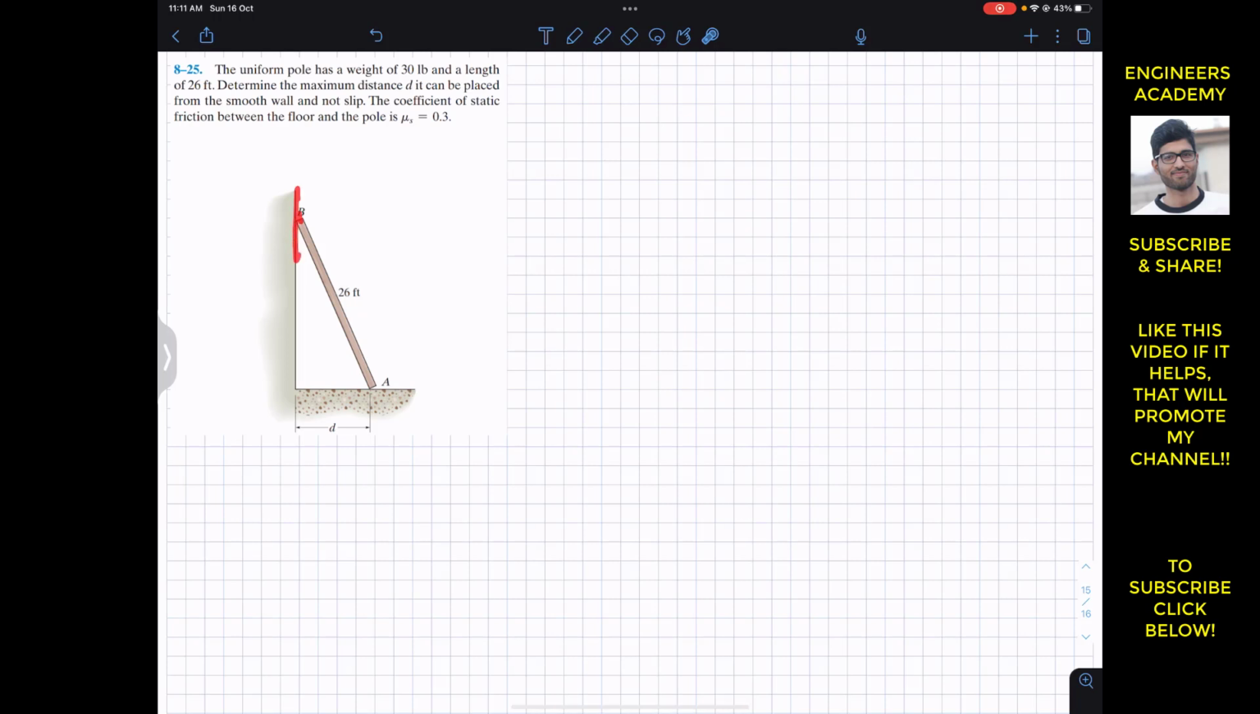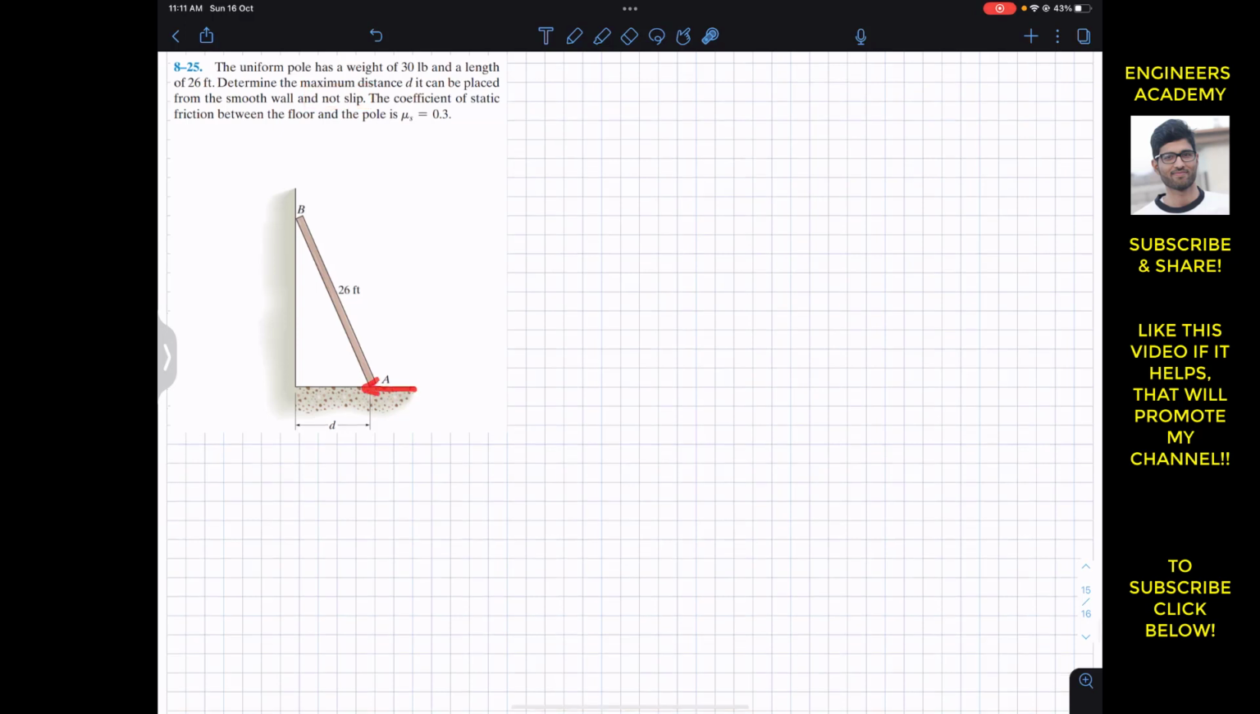Now the wall is smooth, so there will be no friction at B, and we will have the friction at A. And it is said that the pole is not slipping. So if the pole is not slipping, the friction at A will be the maximum value, and that will be equal to mu s times Na.